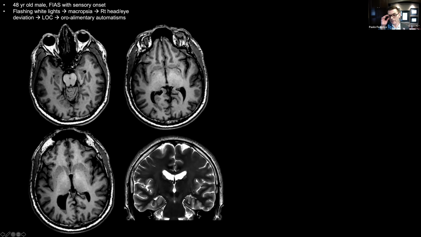So now here's a case hot off the press. I just finished 2 weeks of call in the seizure monitoring unit. I literally presented this patient yesterday morning at 7:30. This is a patient I monitored for about 10 days. He's 48. He had focal impaired aware seizures with sensory onset, and his sensory symptoms were flashing white lights about every 30 seconds in both visual hemifields, followed by macropsia, and then right head and eye deviation, followed by alteration of awareness and oral alimentary automatisms.